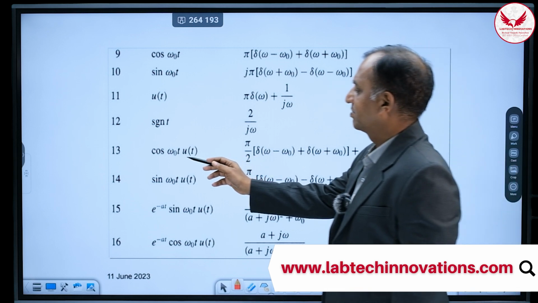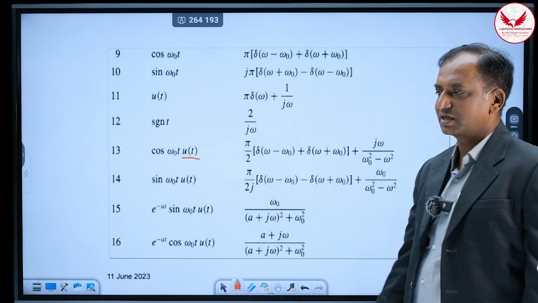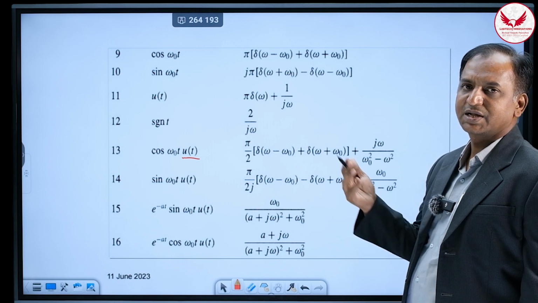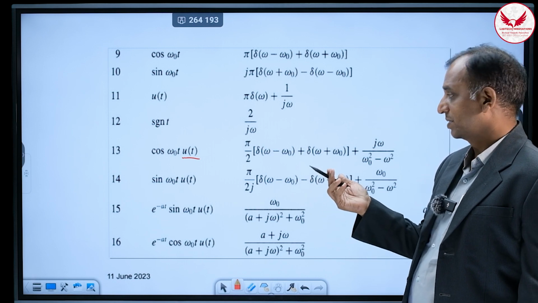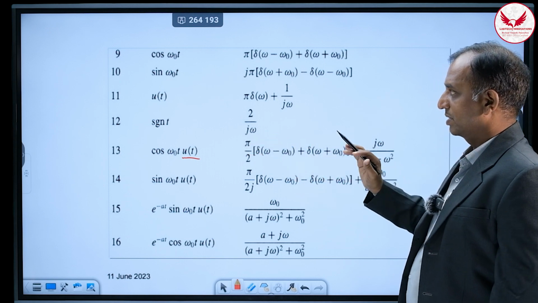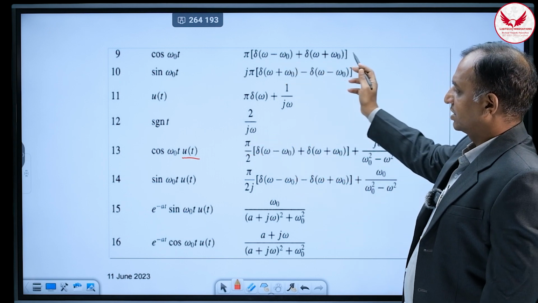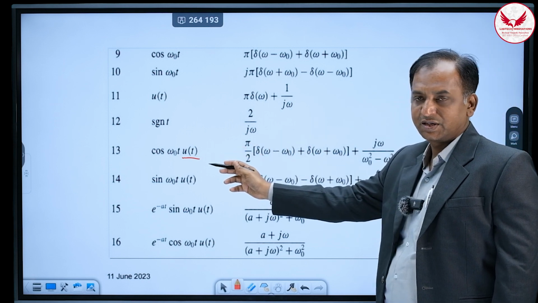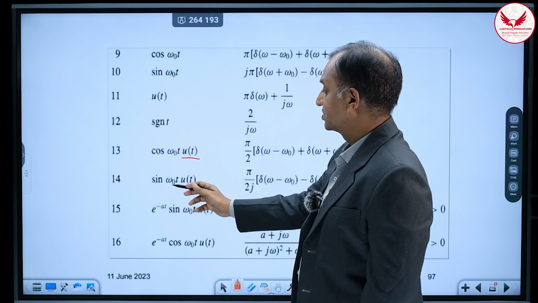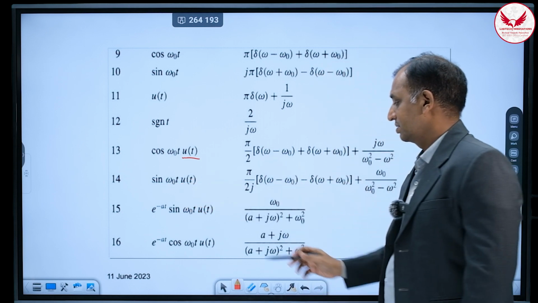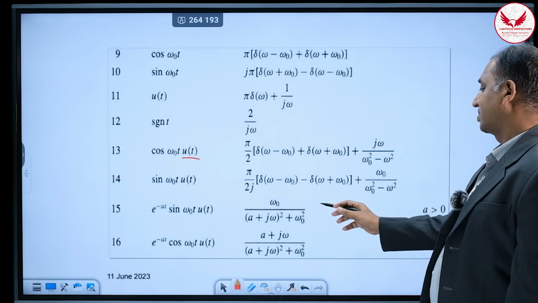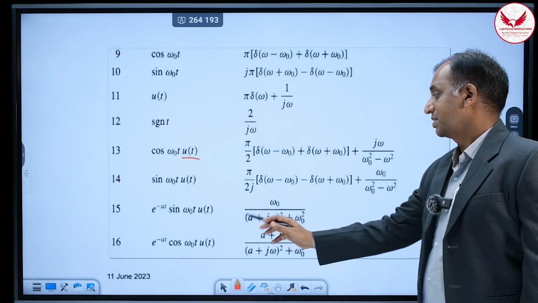When it is multiplied by u of t, first you find the Fourier transform of u of t, convert the cos to the exponential function, and use the e raised to j omega 0 t property. So you will get the Fourier transform of cos omega 0 t u of t. You remember, Fourier of cos omega 0 t is different, Fourier of cos omega 0 t u of t is different, Fourier of sin omega 0 t is different, and Fourier of sin omega 0 t u of t is different. Then if it is multiplied by e raised to minus at, you can use the property and find the Fourier transform again.